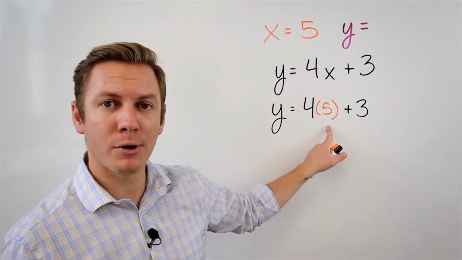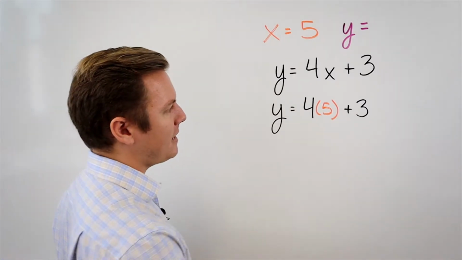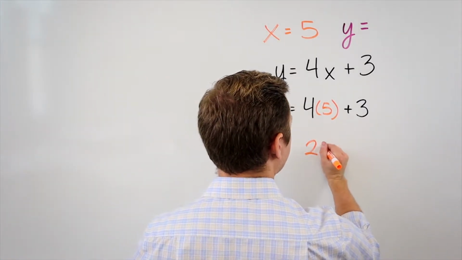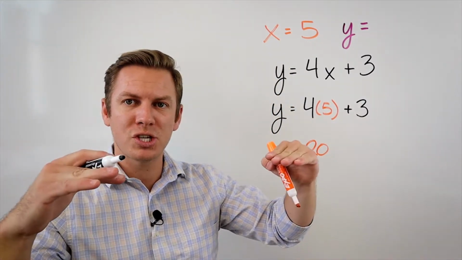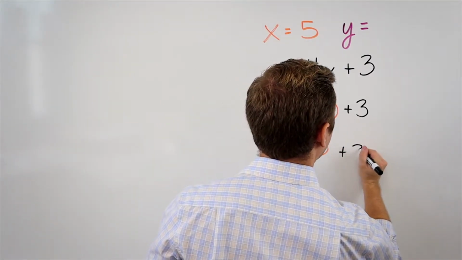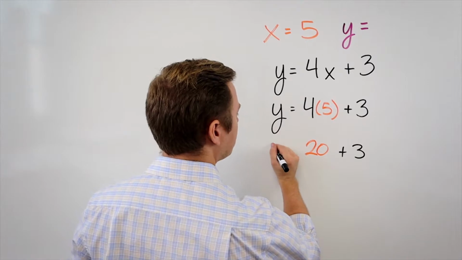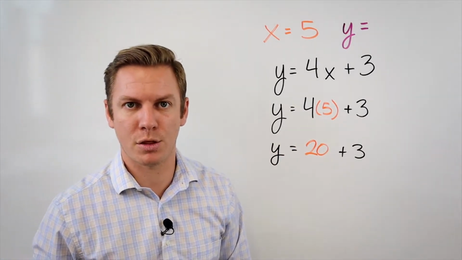The first multiplication problem we have is 4 multiplied by our 5. 4 multiplied by 5 does give us 20. Nothing happens with the rest of the equation, so all the other parts just shift straight down. So we're going to have plus 3 come straight down, and our y value comes straight down. So we have y is equal to 20 plus 3.